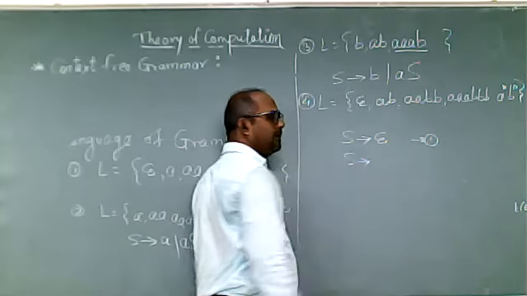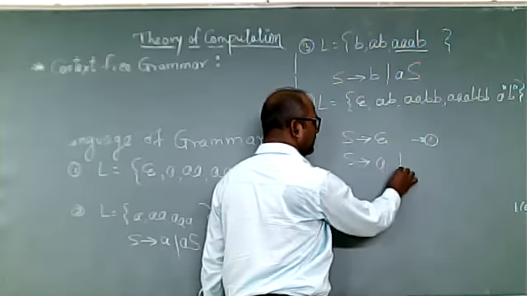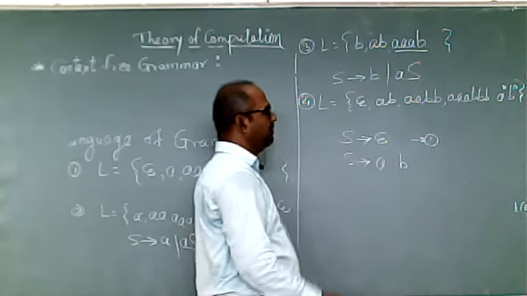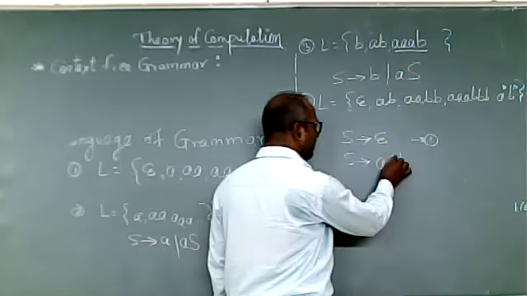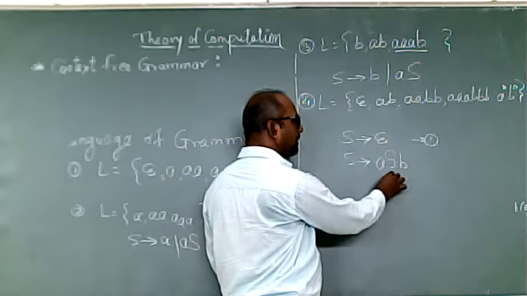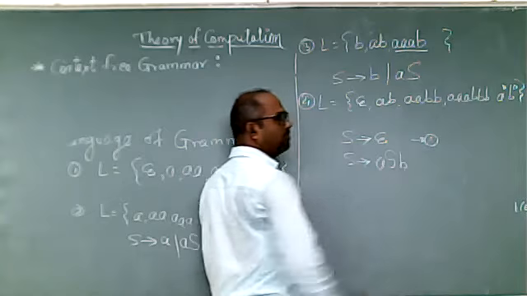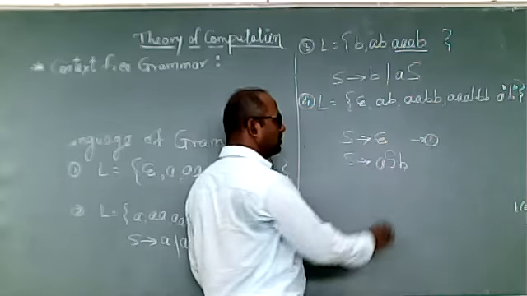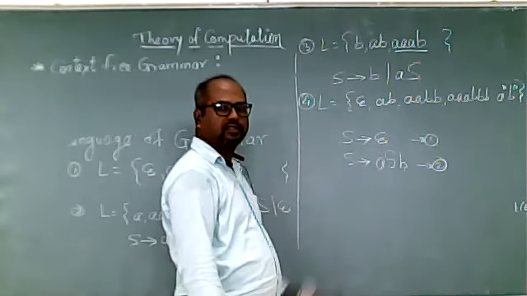Now the second production will be: I want the same number of A's and the same number of B's. A raised to N, B raised to N means an equal number of A's and B's. So if I have one A, I must have one B. In between, I will write S again. So this S I can replace with ASB. Again, this S I can replace with ASB. So with the help of this S, I will get the number of A's equal to the number of B's. When I want to terminate this, I will use the production epsilon. So this is the second production. These two productions will generate this language.